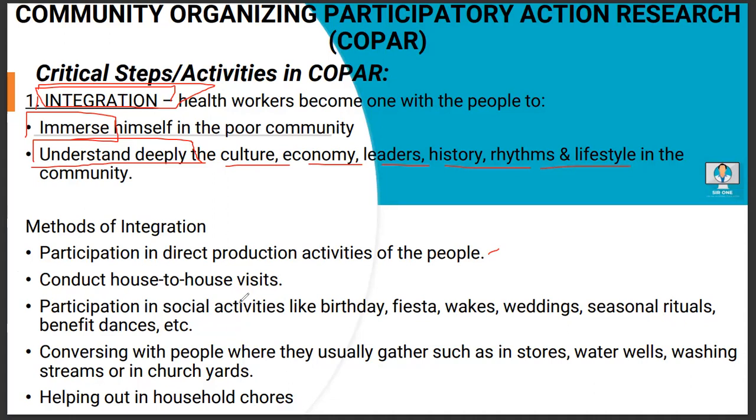No. You have to act as a professional. Sabi na lang natin, estudyante ka, but you are training. You are trained to become the registered nurse for the future. Di ba? And then conduct house-to-house visit. Sabi ko sa inyo, magha-house-to-house po kayo.